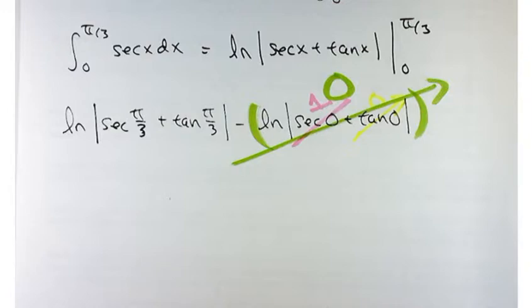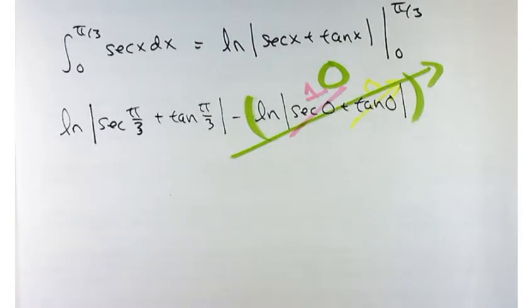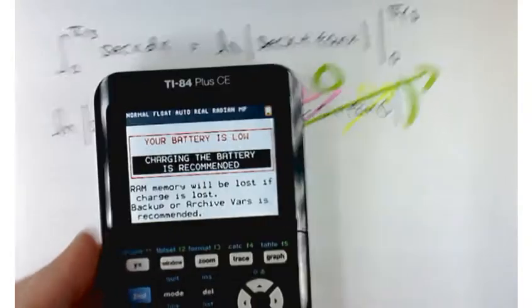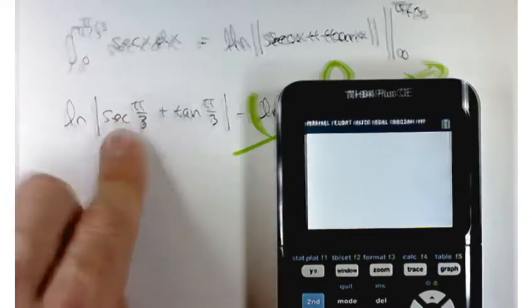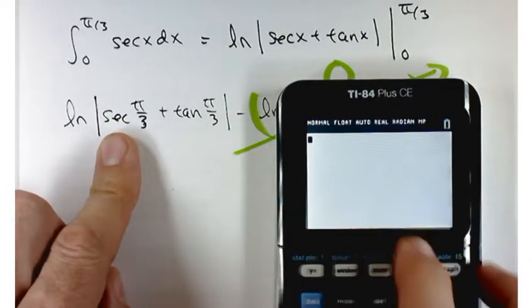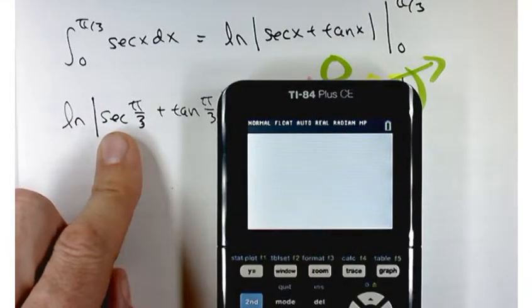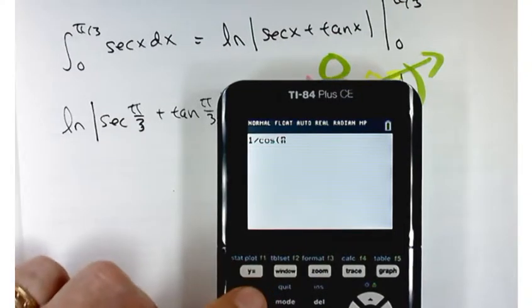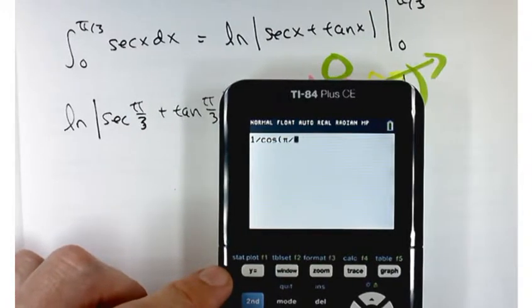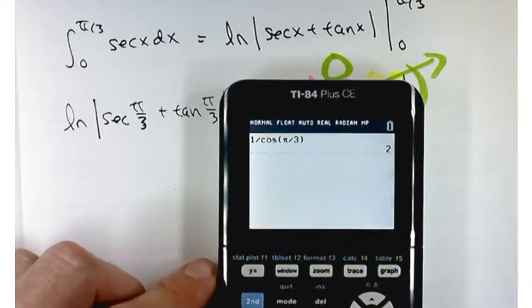All right, how about over here? If you're struggling and you just don't remember those values, you can do it on your calculator. There's nothing wrong with taking that out. Secant of pi over 3 is going to be 2. Put your calculator in radian mode, and do 1 divided by cosine of pi over 3. It should give me 2.